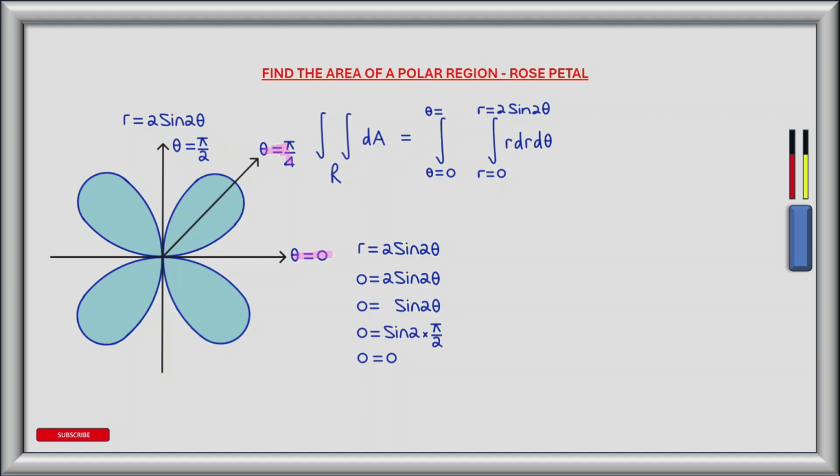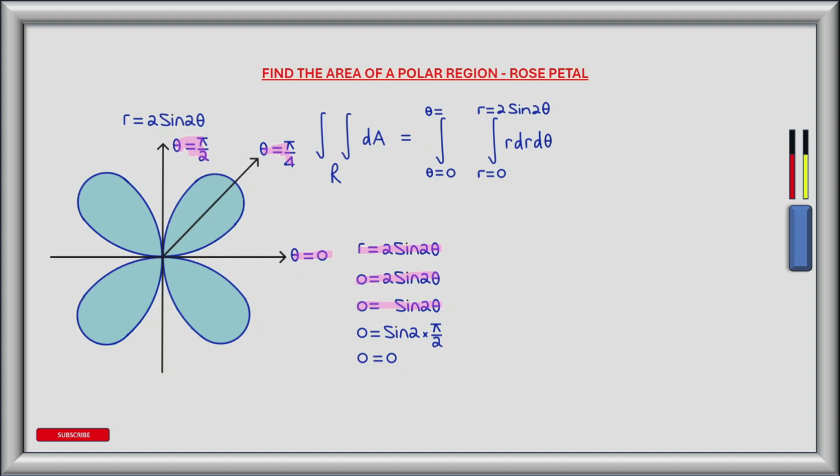To determine the value of theta that completes a single petal, we could use the fact that the petal is symmetrical and just double the angle of pi by 4 to give pi by 2. Or we could use the knowledge that one complete petal is generated when r returns to the origin and therefore is equal to 0. So using our polar curve, r equals 2 sine 2 theta, and setting r equals 0, we have 0 equals 2 sine 2 theta. If we divide both sides of the equation by 2, we have 0 equals sine 2 theta.